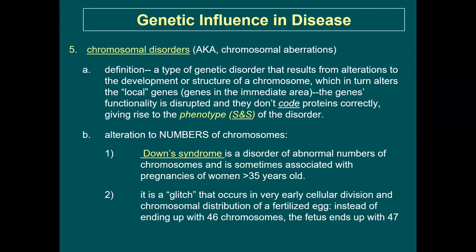Now, another type of genetic disorder is a chromosomal disorder or chromosomal aberration, which results from alterations to the number or structure of a chromosome, which in turn will alter a few of the genes that are on that chromosome. And of course, once genes are altered, then these genes will not code properly for certain proteins.